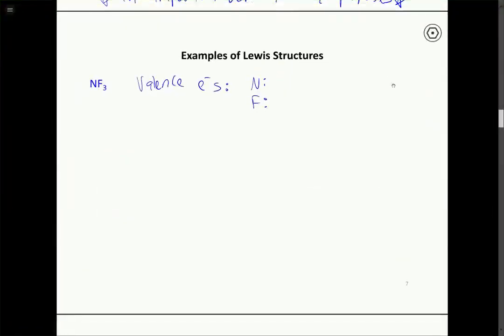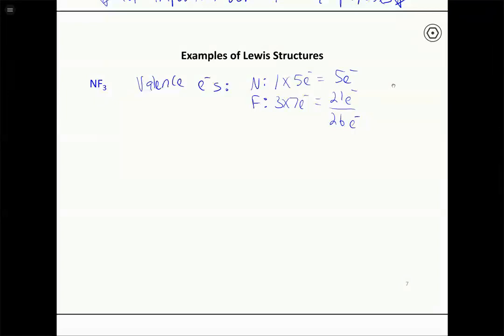So we have 1 nitrogen with 5 valence electrons. We have 3 fluorines, each has 7 valence electrons, an additional 21, and then we have the grand total of 26 electrons. So when we draw this Lewis structure, we're going to make sure that we use a total of 26 electrons. And the way we do that is we start with the central atom, which is nitrogen, the less electronegative. We put single bonds to all the fluorines.